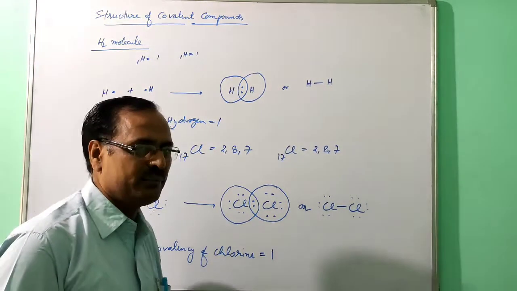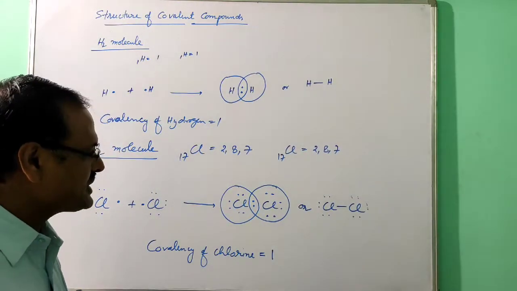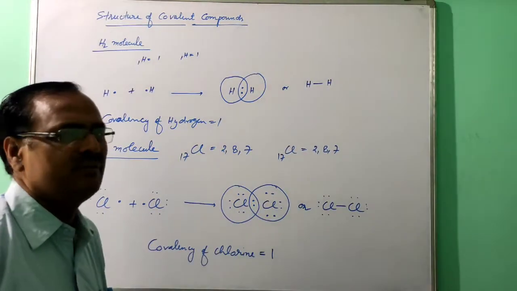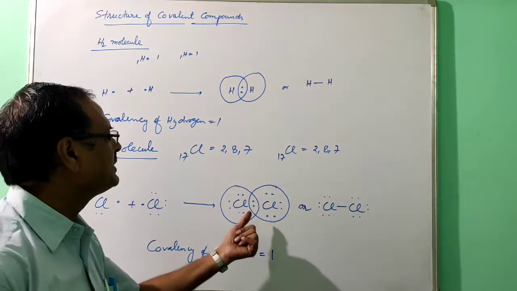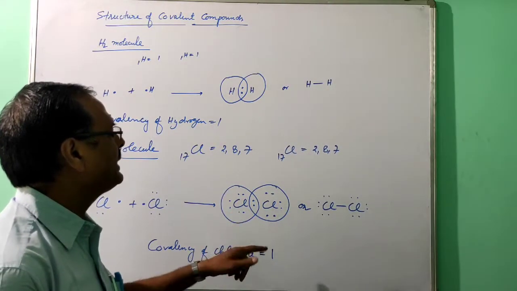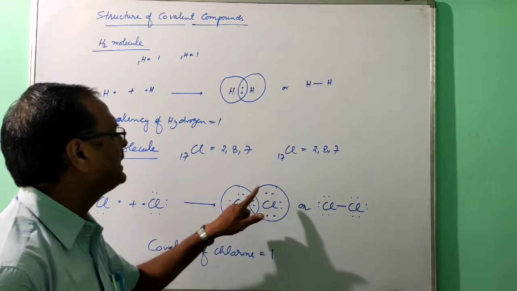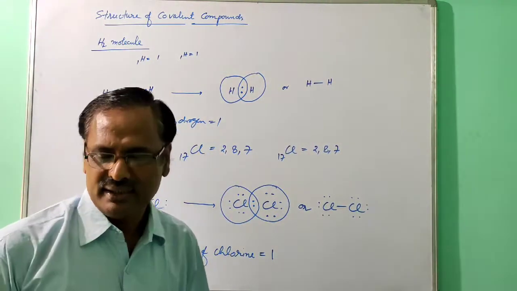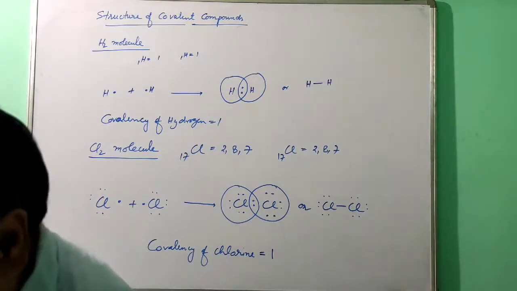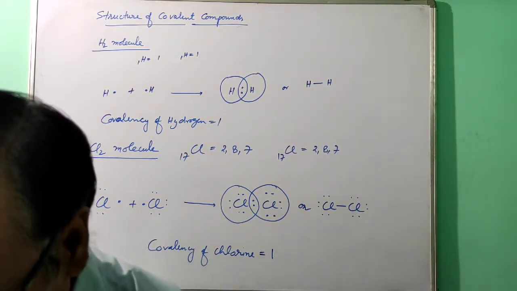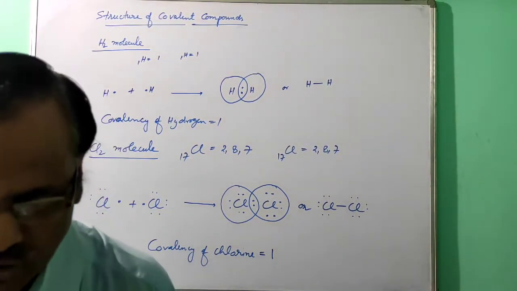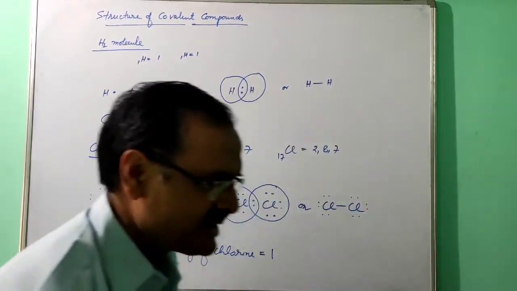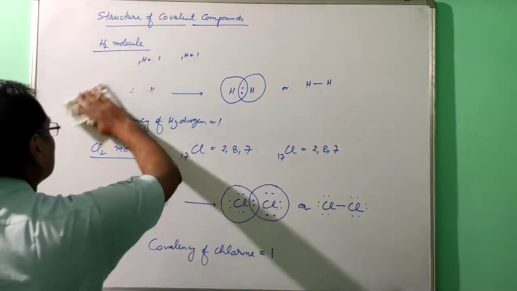Now just see bond pair and lone pair. We have already studied that the pair of electrons shared between two atoms is a bond pair: 1 bond pair, and lone pairs 1, 2, 3, 4, 5, 6. So 6 lone pairs are there. These are the two structures we have seen. Now the next one is the oxygen molecule. The next structure we will take is the oxygen molecule.